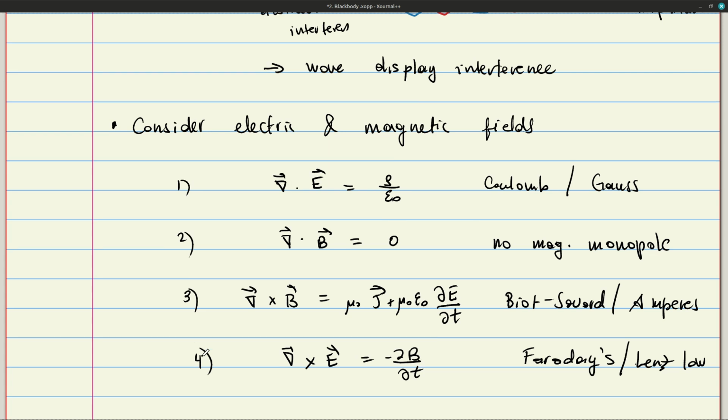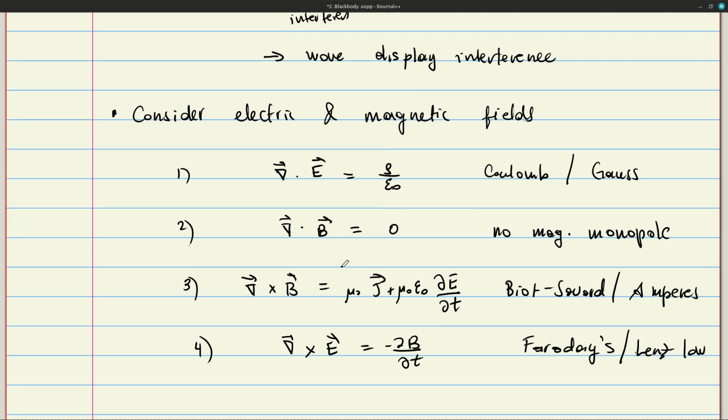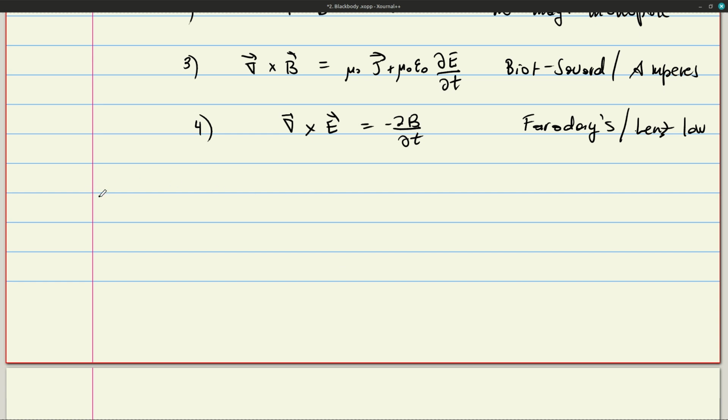Let's consider number 4, and let's take the curl of the 4th Maxwell equation. So the curl of E is equal to minus del T curl of B. Sorry, this is a little hard to write here. For the left-hand side, hopefully you all know about vector calculus, this is del dot E minus del squared E.